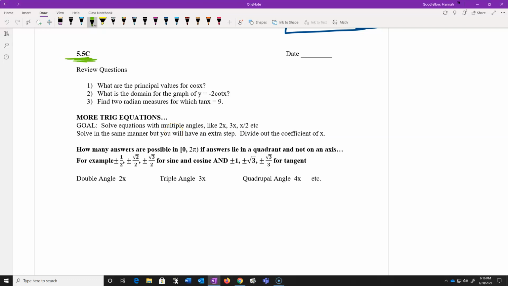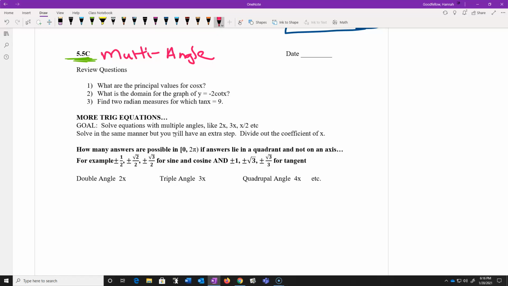5.5c, and quite possibly one of my favorite sections of all of the sections of 5.5. And welcome to what I refer to as the multi-angle. Yeah, it sounds kind of like you're in some kind of a thriller. Multi-angle. Yeah, it sounds crazy.